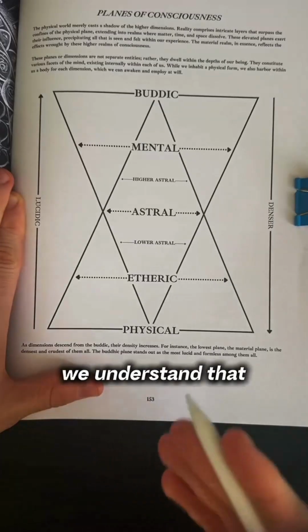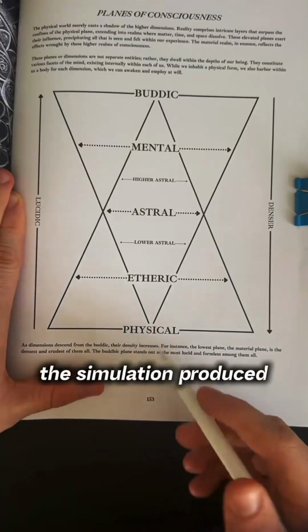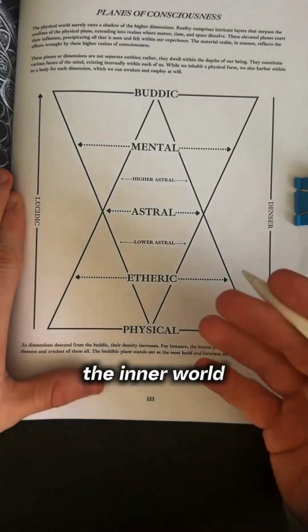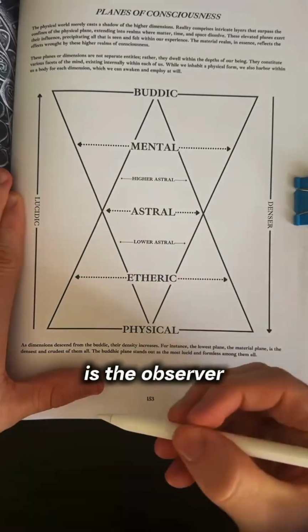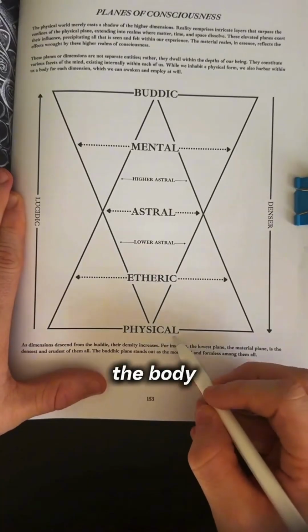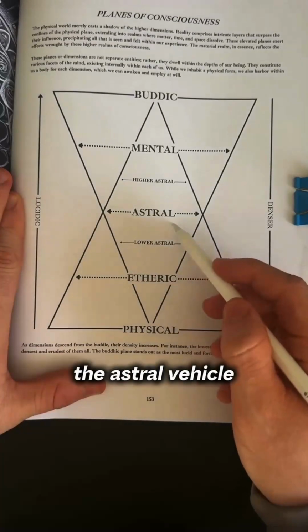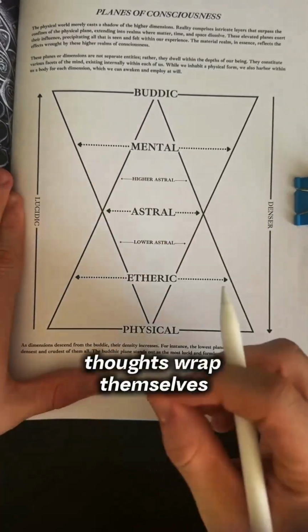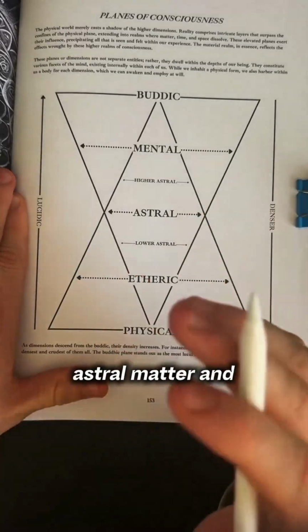Inside of occultism, we understand that when the physical body dies, the simulation produced by the brain and nervous system no longer exists. Therefore, the inner world still exists. The soul, which is the observer, can no longer observe the physical simulation produced by the body. Therefore, it enters the astral vehicle. Astral vehicle is where thoughts manifest into imagination. Thoughts wrap themselves in imagination astral matter.